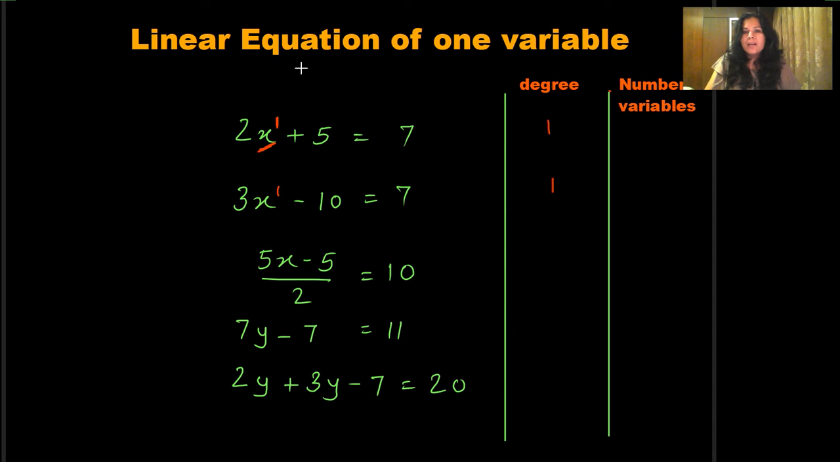Now, how many variables have we used in these two equations, children? Only one variable, that is x. So, the number of variables is only 1 here. Now, in the third equation, again the power is 1. So, the degree is 1. The number of variables which we have used is again 1.